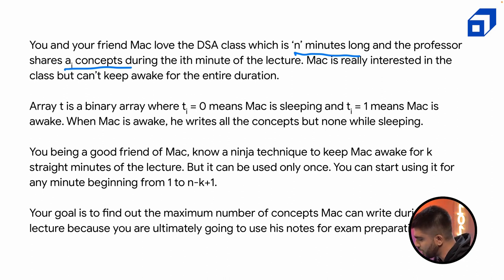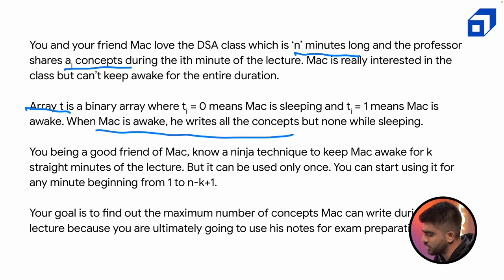Array T is a binary array. Okay, so it's going to store only zeros and ones, where zero means Mac is sleeping at that time. This is also of size n, and T equal to 1 means Mac is awake. When Mac is awake, he writes all the concepts but none while sleeping.